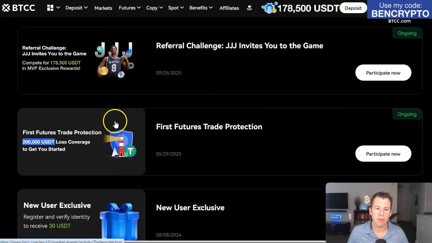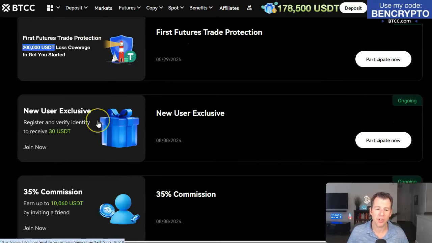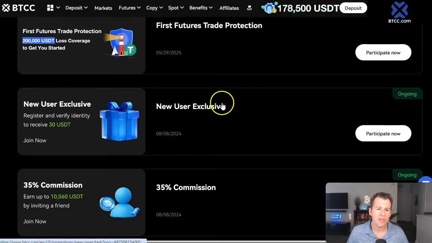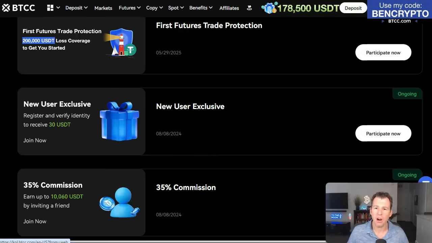Going along the lines with that one, there's the first futures trade protection. Similarly, if you open up your first futures trade on BTCC and it's a losing position when you close it, the exchange will cover the first $50 of that loss. There's also the new user exclusive. If you sign up for an account and deposit $200 into the platform within 7 days of first signing up for an account, they will give you $30 cash back.